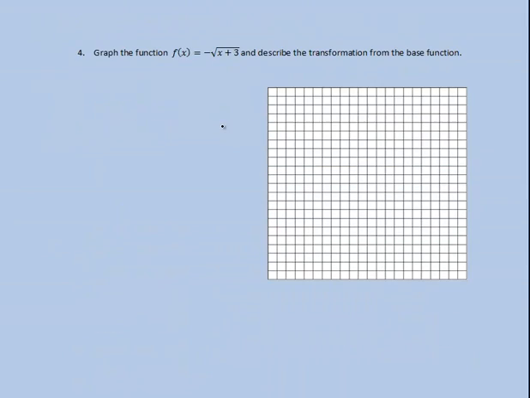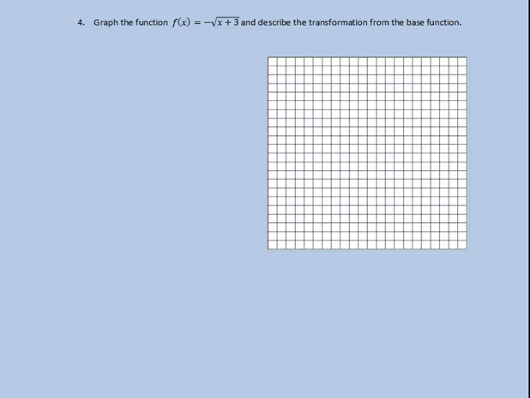Moving on to our next question. Notice number 4, this is a graphing question, and it asks us to graph the function f of x equals the negation of the square root of x plus 3, and we have to describe the transformation from the base function. So let's just go ahead and remember that our base function in this circumstance would be f of x equals the square root of x. That would be our base function.